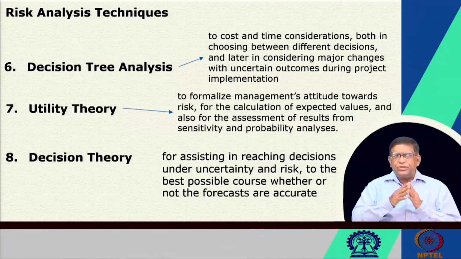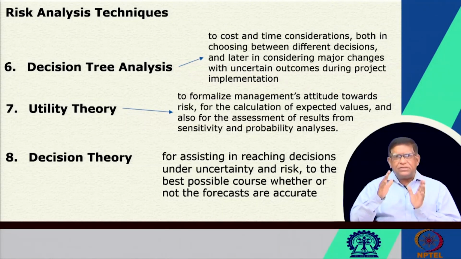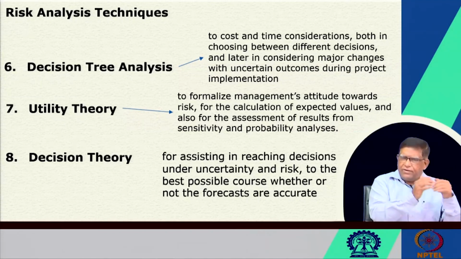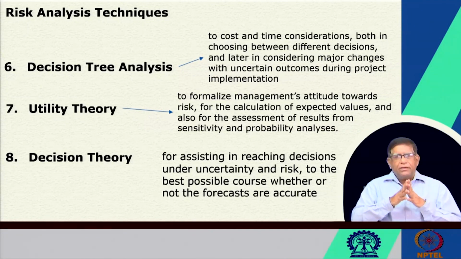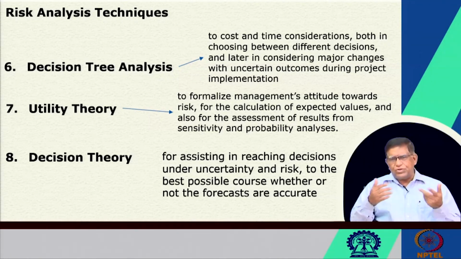Then utility theory is another tool to formalize management attitude towards risk, that is, how the mine wants that risk to be taken, and for that how they will do the calculation of the expected value, and also the assessment of the results from the sensitivity and probability analysis. That is a theory called utility theory. You can refer to textbooks in operations research and decision making. Decision theory is also another one in industrial engineering management. There are many books on this decision theory.